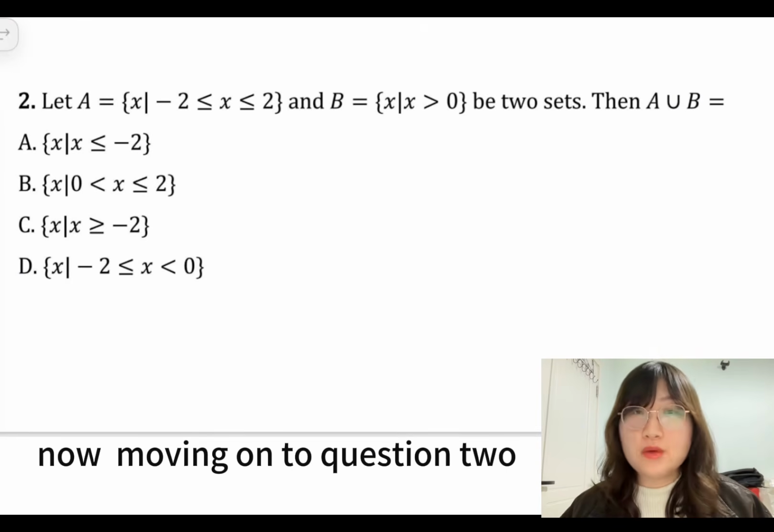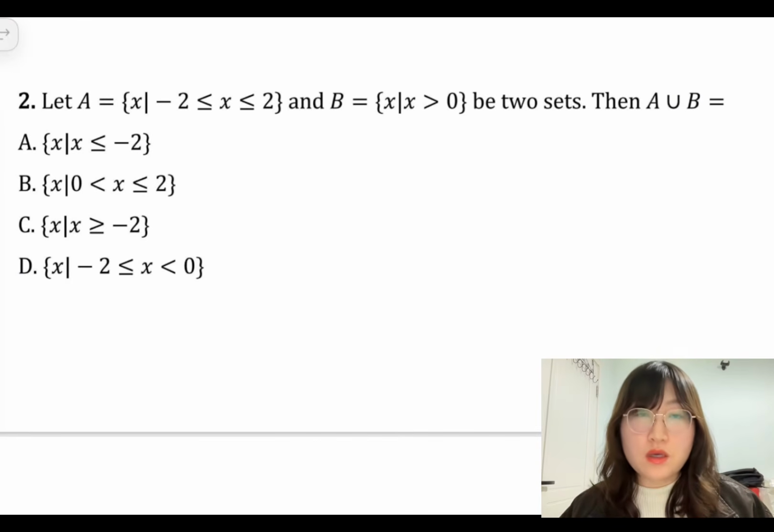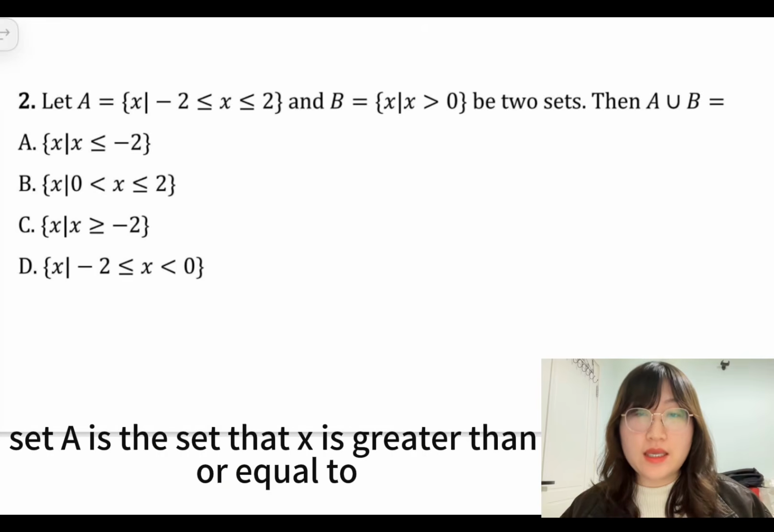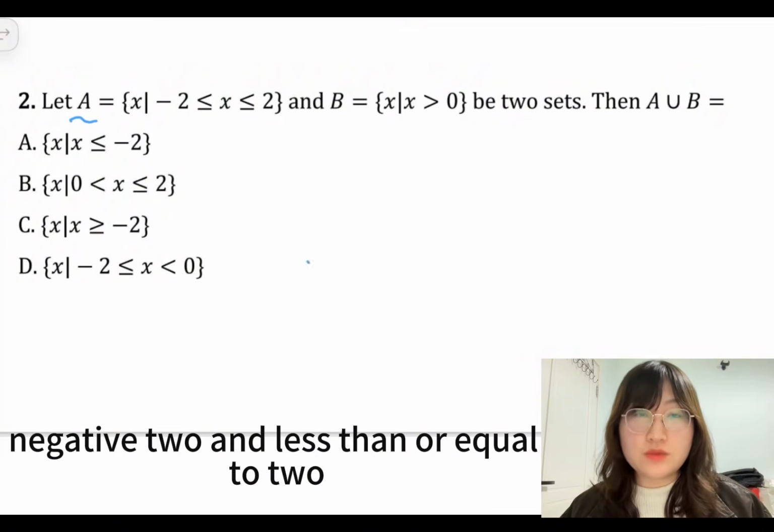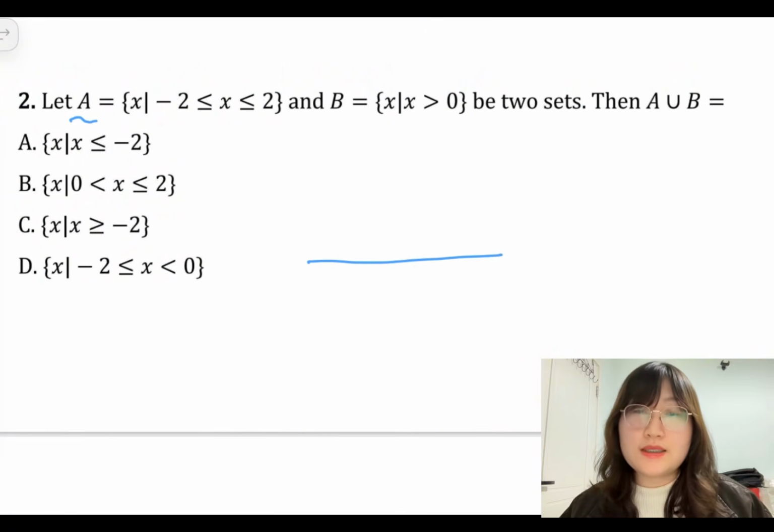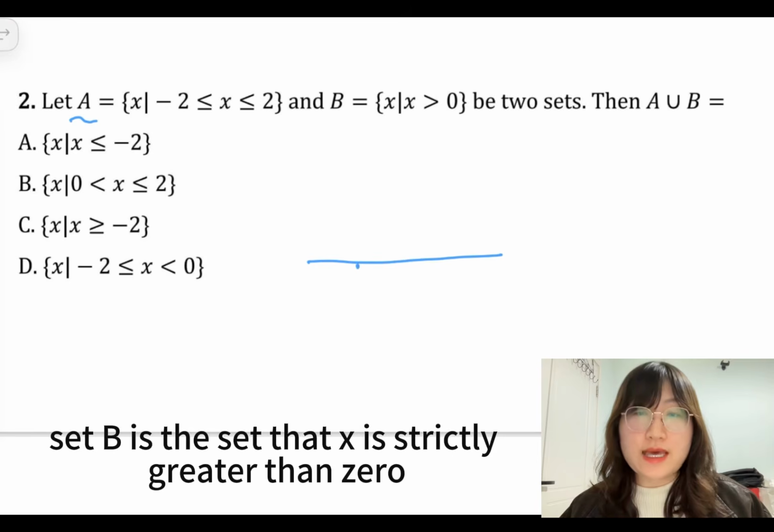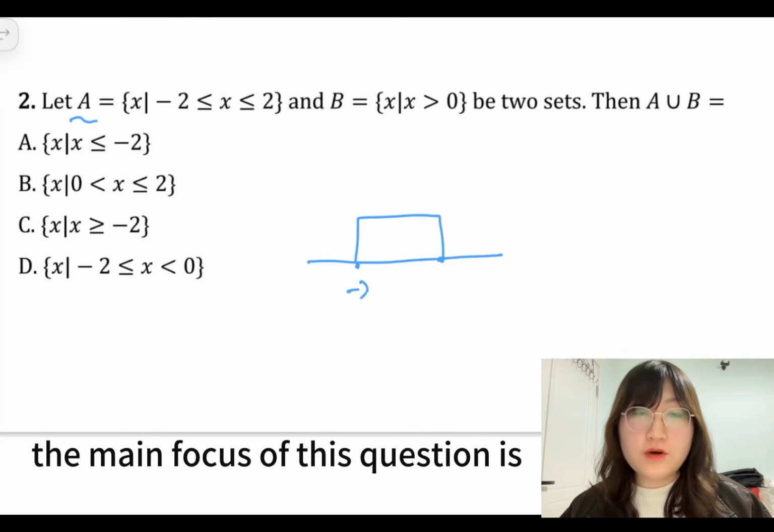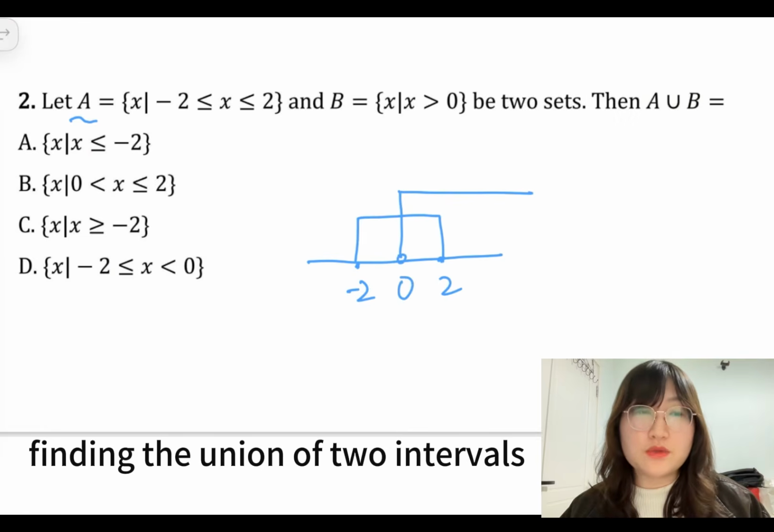Now moving on to question 2. We are given two sets. Set A is the set of x such that x is greater than or equal to -2 and less than or equal to 2. Set B is the set of x such that x is strictly greater than 0. The main focus of this question is finding the union of two intervals.